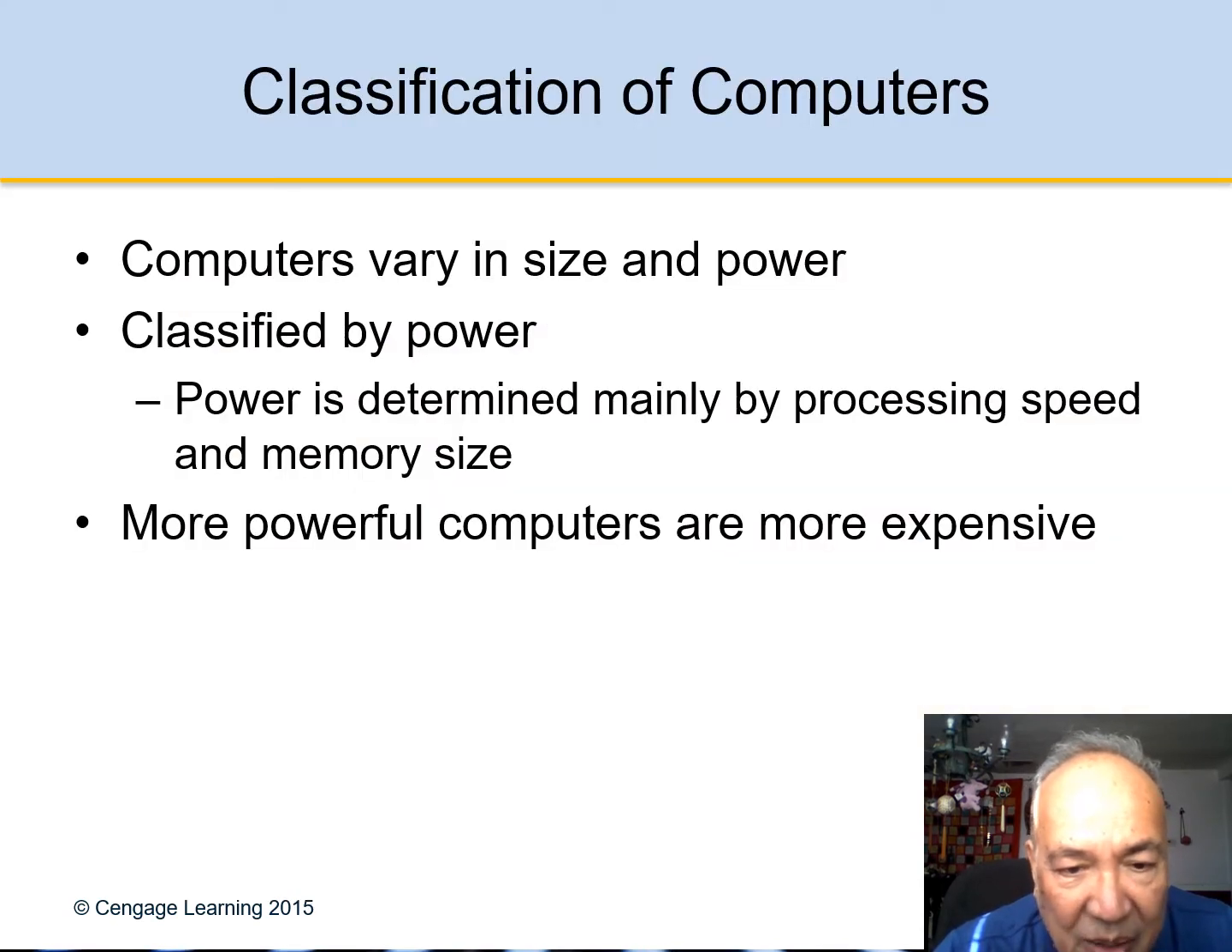Now, classification of computers. Computers vary in size and power. The size is, for example, 1 megabyte, all these things that we talked about a while ago. Those are the sizes of the computer. And then how do you classify the computer as far as power is concerned? Power is determined mainly by the processing speed and memory size, the speed of the computer. More powerful computers are more expensive.